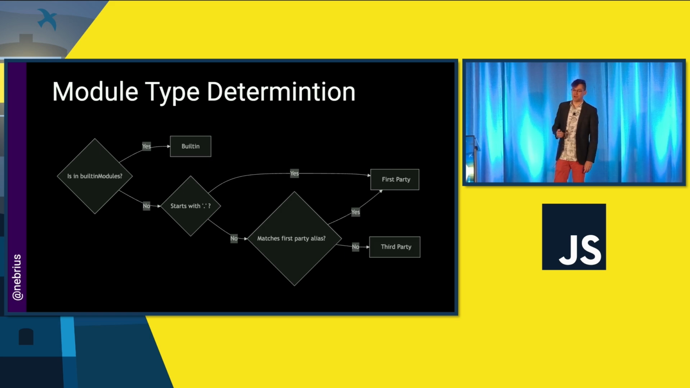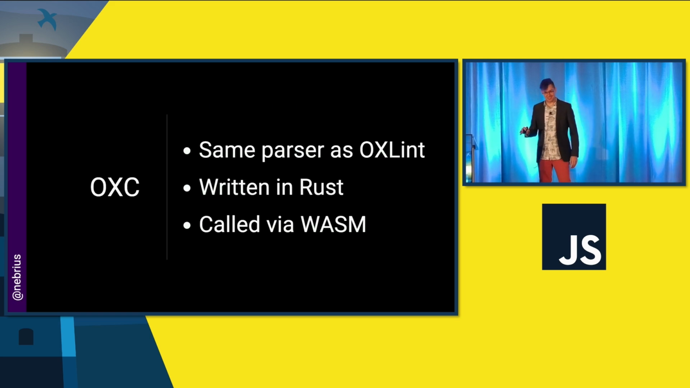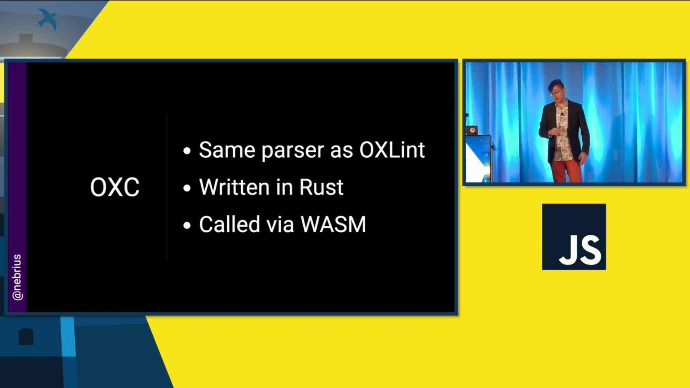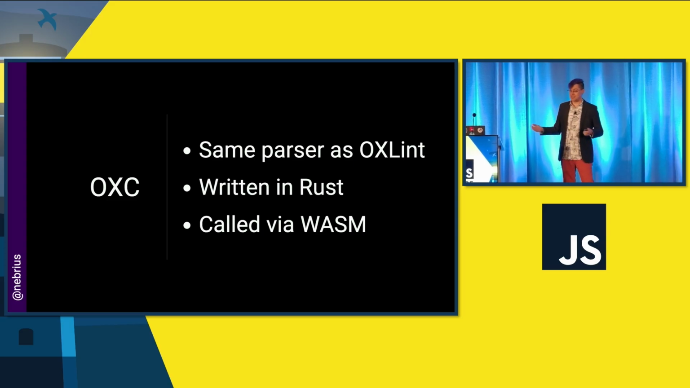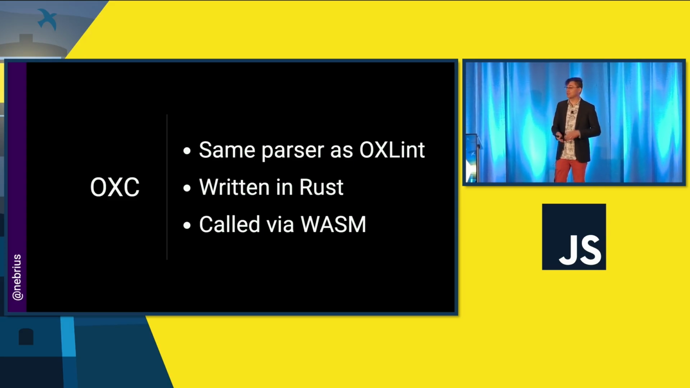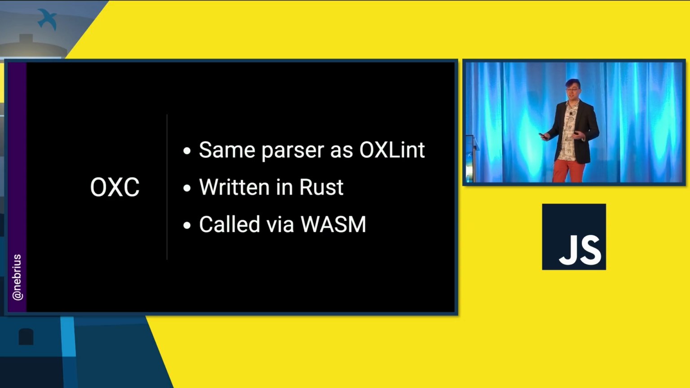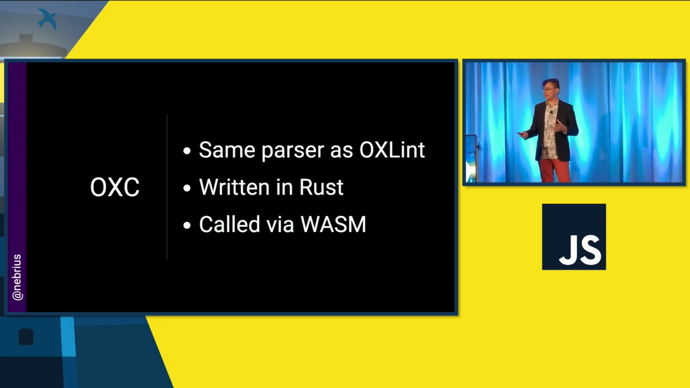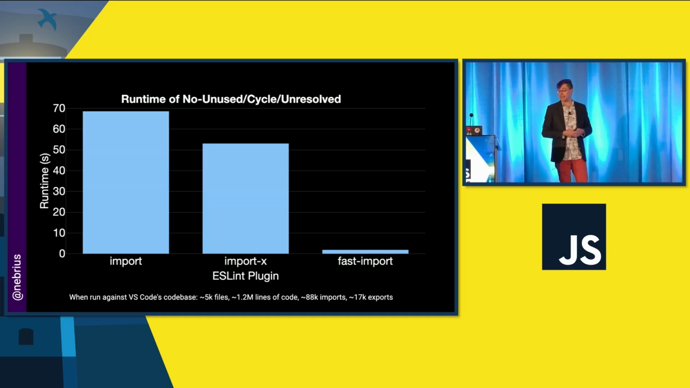But I'm not just doing algorithms. I am also using Rust in this demo, or in my plugin. So I use OXC, the oxidation compiler, which powers OXLint. It's written in Rust, and I call it from WASM. And so with these things all together, we end up with results that look like this.